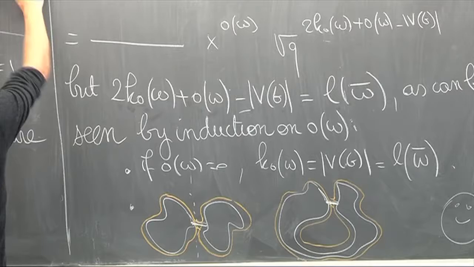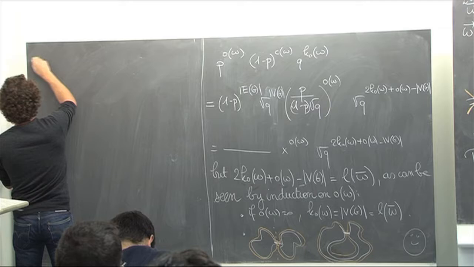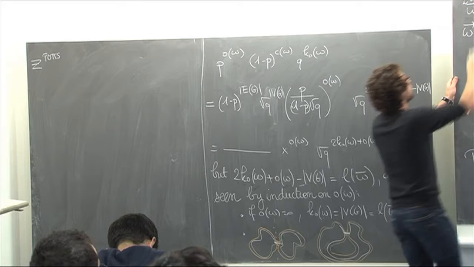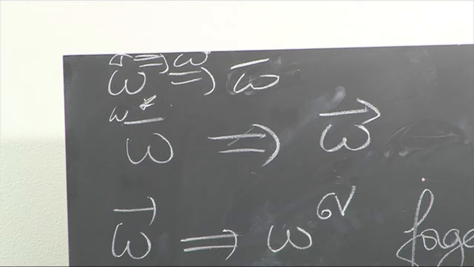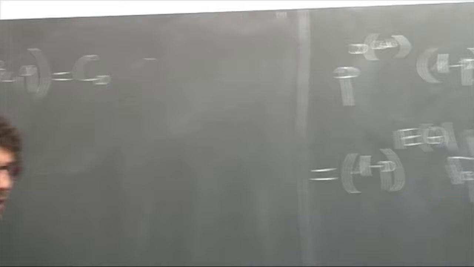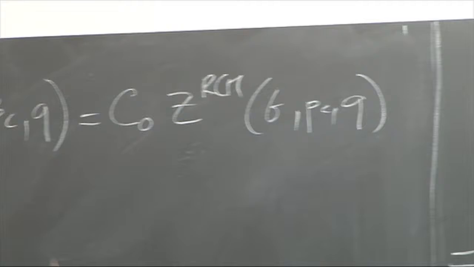But what you can still do is think only in terms of the partition functions. So you look at the partition function of Potts, because we had a Potts model before. You had the sigma here, and the sigma was given by some kind of coupling omega. So the Potts on G with beta, C and Q was expressed, up to a small constant C0 which was very easy to compute, as a random cluster model on G with P, C, Q.